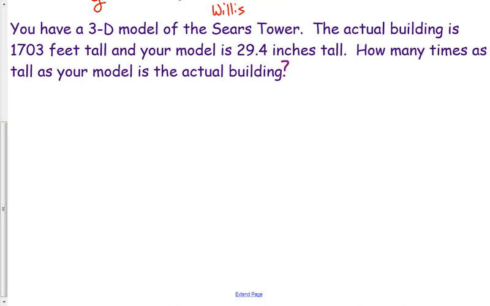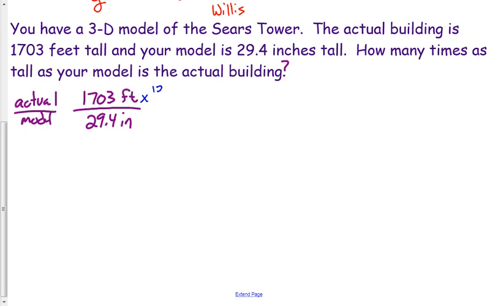So what we're going to do is actual over model. We're trying to find what is the relationship, or what is the ratio. So we have 1,203 feet over 29.4 inches. And here brings up a problem. We cannot compare feet to inches. In order to have a ratio, you need the same unit. So what we are going to do is convert feet into inches. So we're going to multiply by 12 inches over 1 foot.